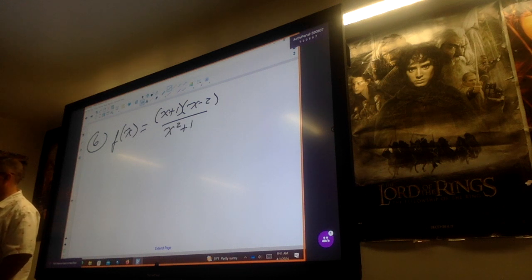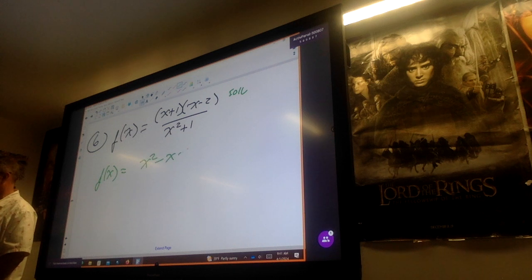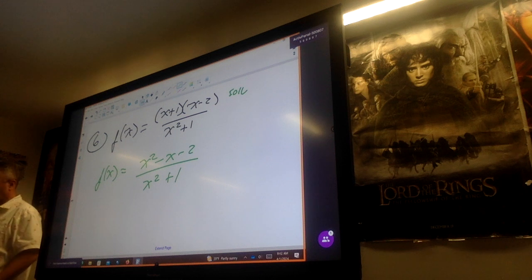Alright, the problem with number 6, you have a product rule and a quotient rule in one. And that gets a little dicey when we start doing it. So what I would do in this situation is FOIL out the top before I do anything. So that's going to give me x squared minus x minus 2 over x squared plus 1. So again, now this is a quotient rule.